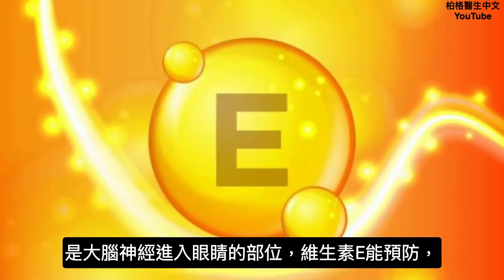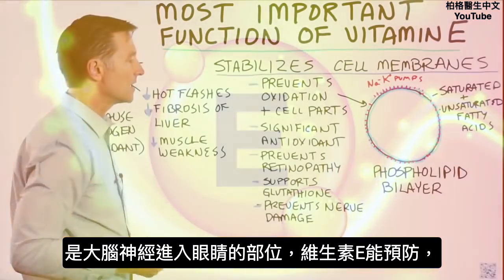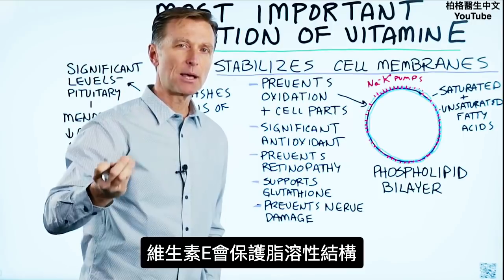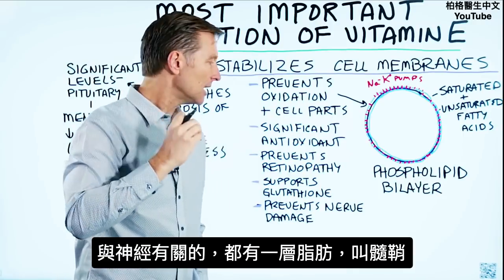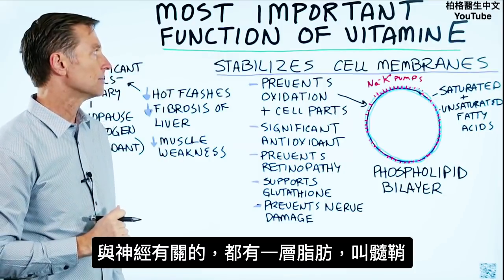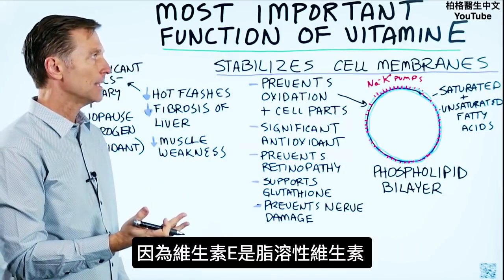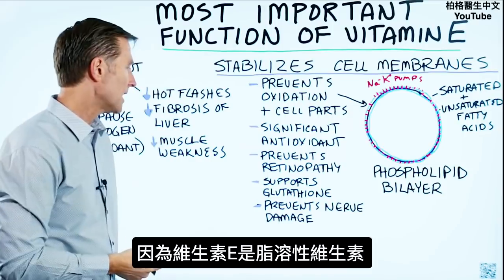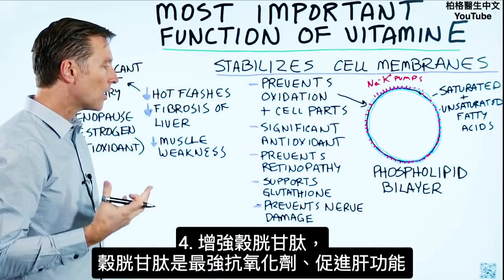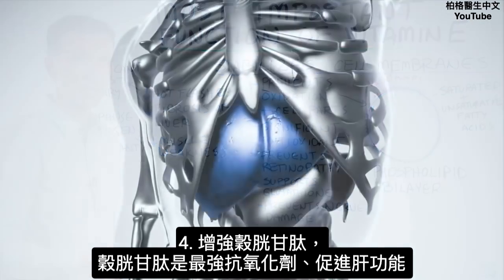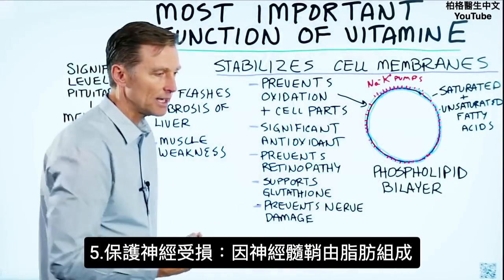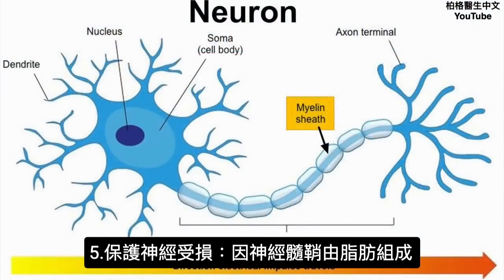And the reason why vitamin E prevents this condition is because vitamin E is all about protecting fat-soluble structures. And anything related to nerve has a fat layer. It's called myelin sheath, because vitamin E is a fat-soluble vitamin. It also supports glutathione, which is the most powerful antioxidant in your body, and it mainly works in your liver. It also prevents nerve damage. Why? Because of the myelin sheath, which is all fat.